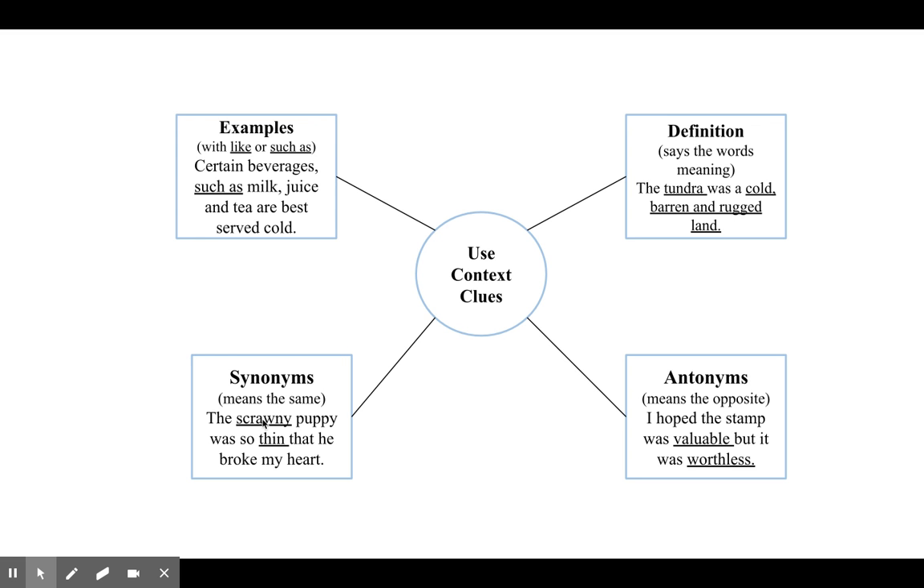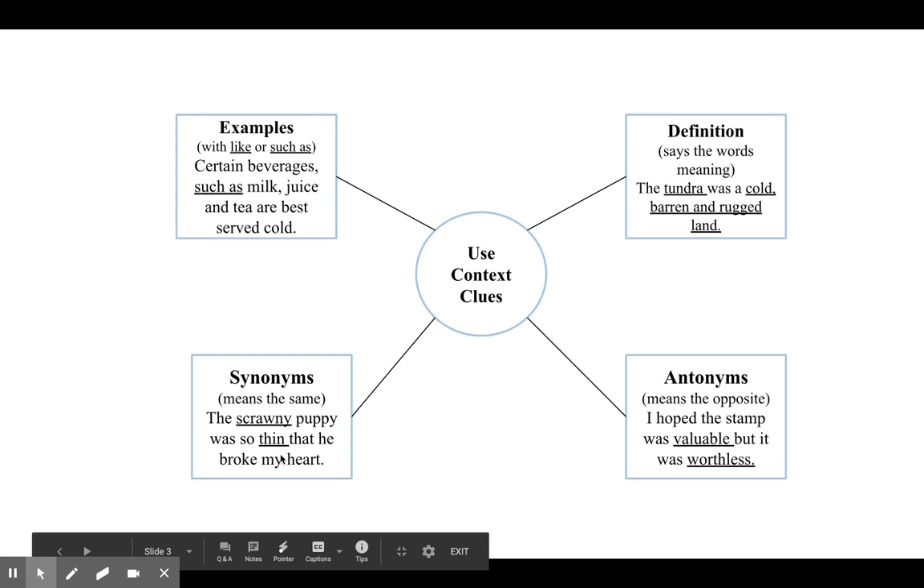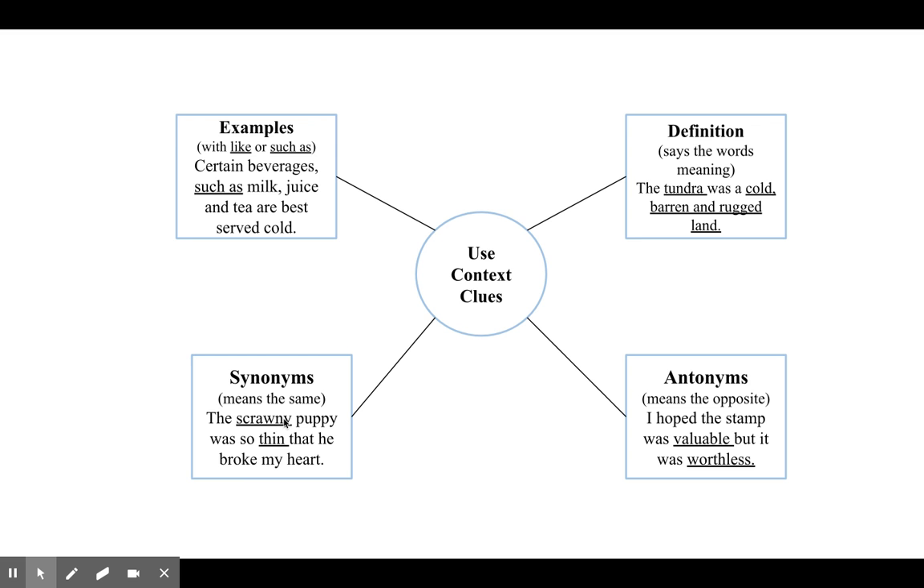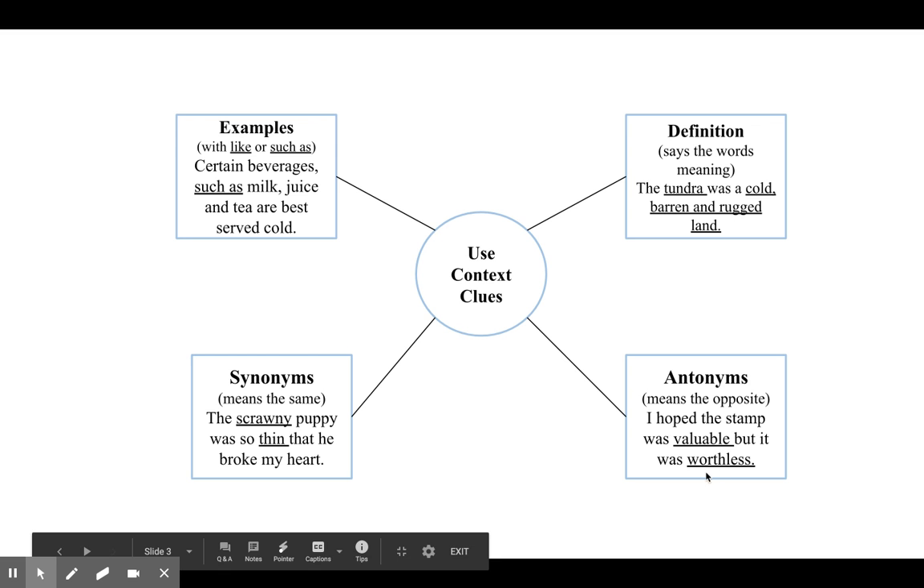Synonyms means the same. The scrawny puppy, if you didn't know what the word scrawny meant, you could keep reading, was so thin that he broke my heart. Thin is a synonym for the word scrawny. Antonyms mean the opposite. I hoped the stamp was valuable, but it was worthless. Using this context clue, you can define the word valuable by reading in the sentence that it has an antonym, and knowing that worthless means that it's not worth a lot, you can infer that valuable means it is worth a lot.